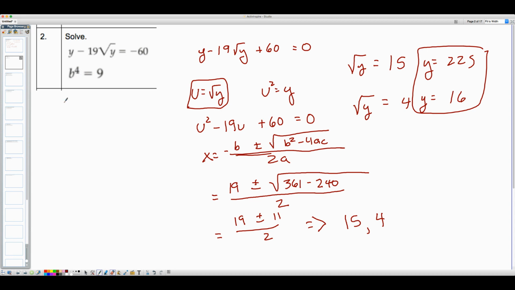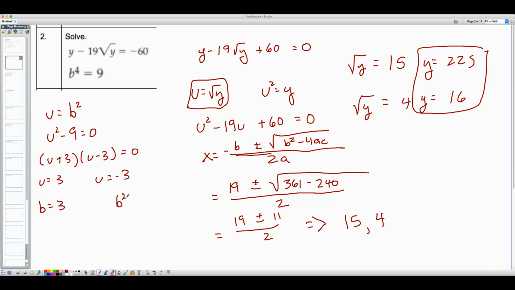The second equation, if I let u equal to b squared, I'm going to have u squared minus 9 is equal to 0. And this could be factored. It could go u plus 3 or u minus 3 is equal to 0, in which case u is either equal to 3 or u is equal to negative 3. That means that b squared is equal to 3 or b squared is equal to negative 3.